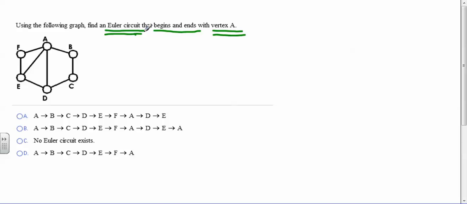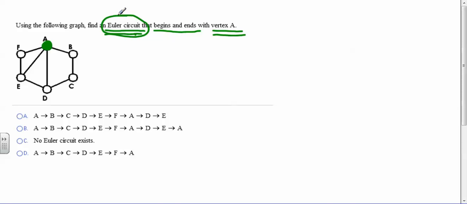So in this graph, we are asked to start at vertex A. Vertex A is right here. And our goal is to find, again, an Euler circuit. So that means we start at A, and at the very end we have to end at A. And in between we may visit A as well. And we have to use all the edges because it's Euler.